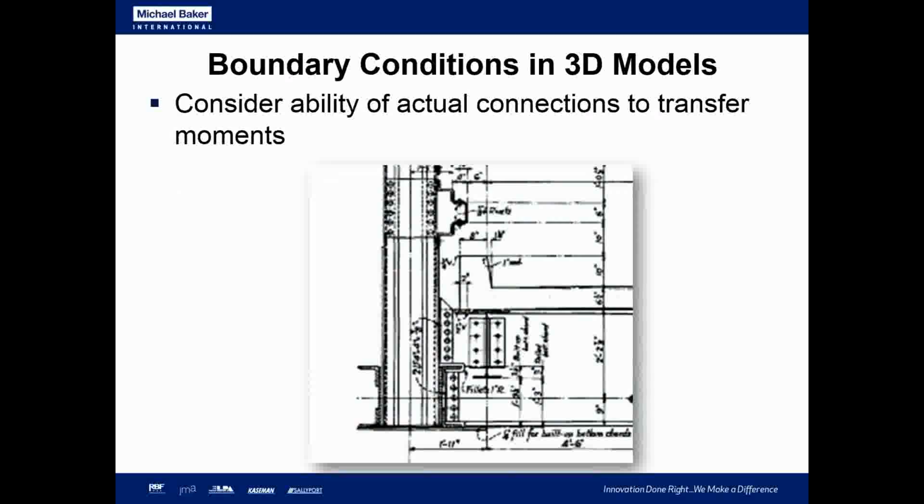Another thing to consider for truss analysis when using a 3D model is, carefully think about what is the ability of the actual connections to transfer moments and other types of structural actions in a 3D model. I think that the tendency of folks will be to use fully fixed connections without releases everywhere in a 3D model, but it's worth paying pretty close attention to what forces the actual connection can transmit.